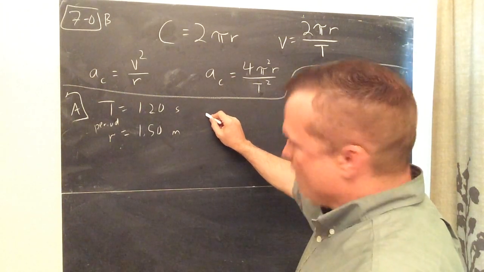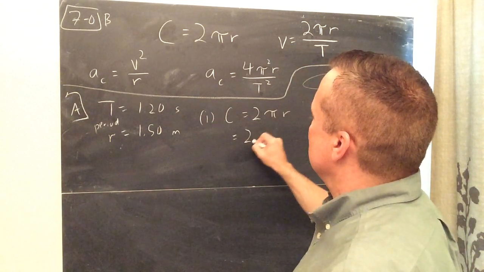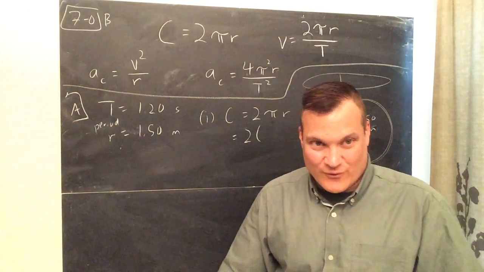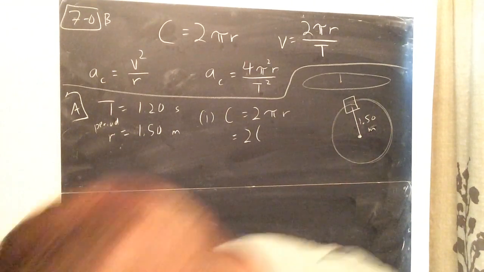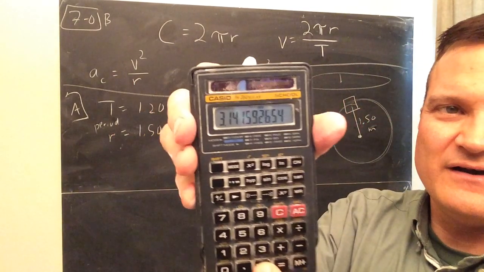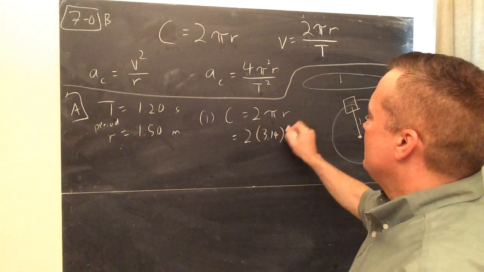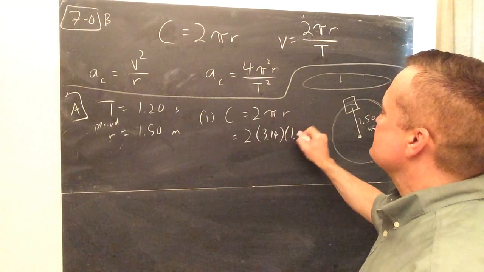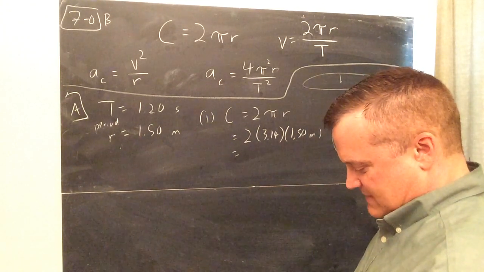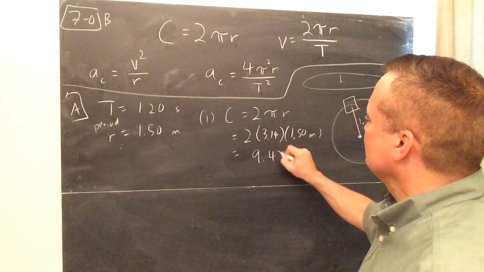So, for number 1, circumference is 2 pi r. 2 times pi. On your scientific calculator, there's a button that says pi, and you can just push that button right down there. There it is. Or you can put in 3.14 if you want to. And the radius is 1.50 meters. So, 2 times pi times 1.50 is 9.42 meters.